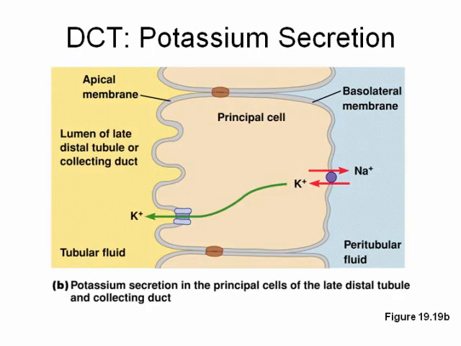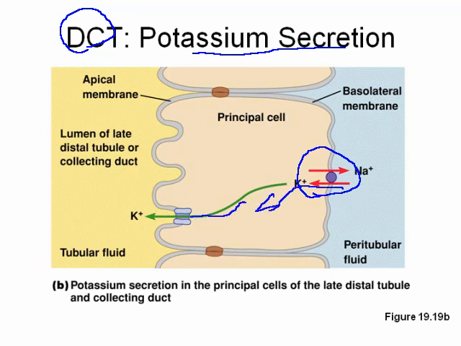In the distal convoluted tubule, potassium is secreted. So we have, again, our sodium-potassium exchanger, and this is, of course, increasing the potassium concentration in the cell, so it's moving down its concentration gradient through these membranes.